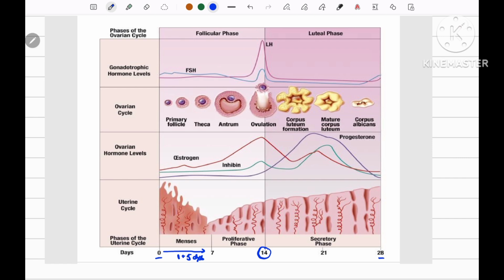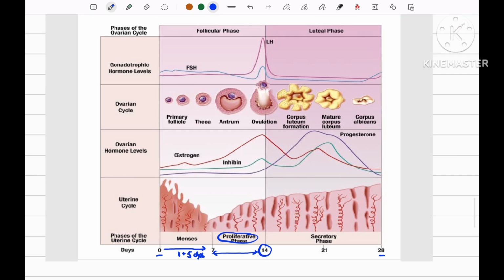Now after bleeding, the proliferation phase starts. So this is the proliferative change. I have told you that during proliferation, there is gonadotropin releasing hormone, GnRH, released by the hypothalamus, and this GnRH causes the anterior pituitary to release FSH. So the level of FSH is increasing. After the bleeding phase, the FSH level started to increase.